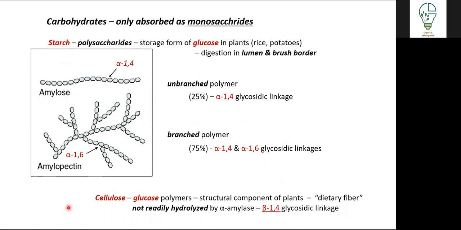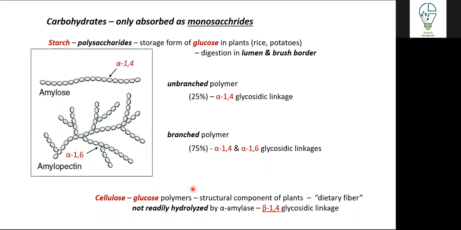On the other hand, we have cellulose. Cellulose is another glucose polymer, just like amylose is a glucose polymer. But rather than having an alpha 1,4 glycosidic linkage, it has a beta 1,4 glycosidic linkage. Our bodies are not equipped with enzymes that are capable of breaking down this beta 1,4 glycosidic linkage, and so we cannot get the glucose from cellulose.